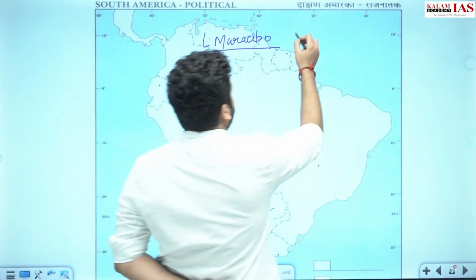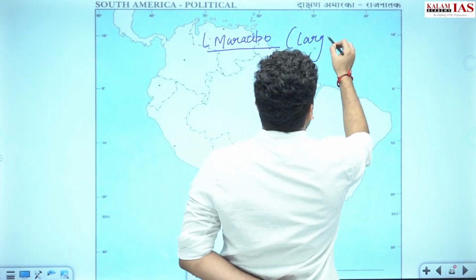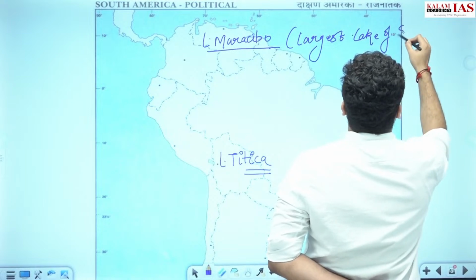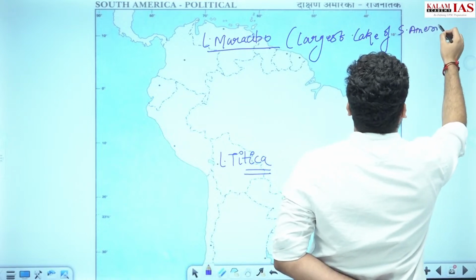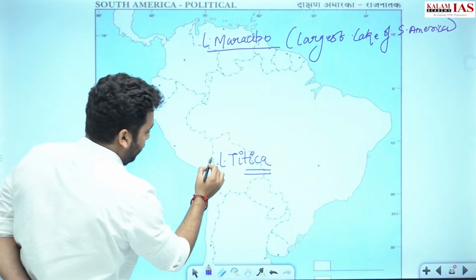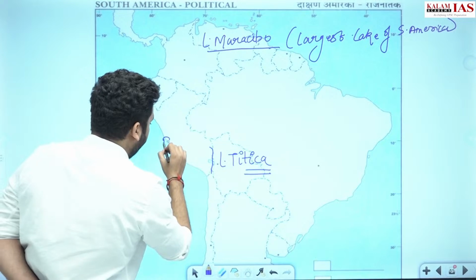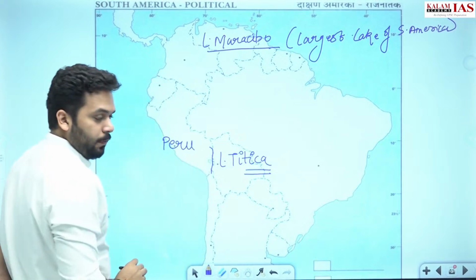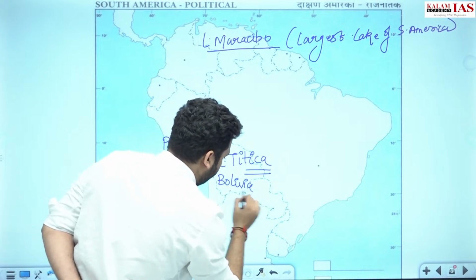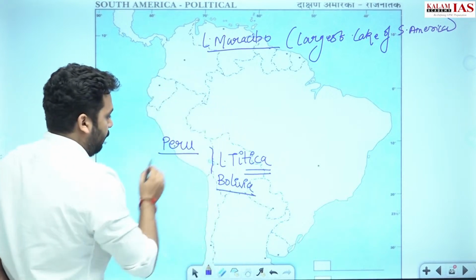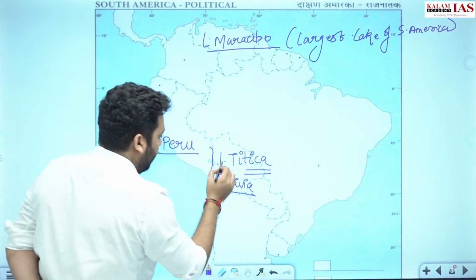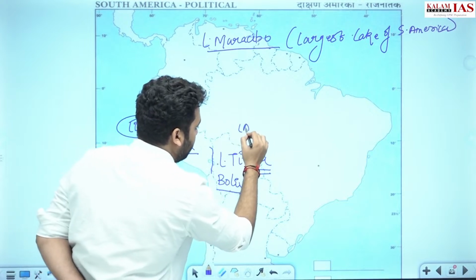Lake Maracaibo is the largest lake of South America. Lake Titicaca is sharing its border with Peru and Bolivia. Peru's capital is Lima and Bolivia's capital is La Paz.